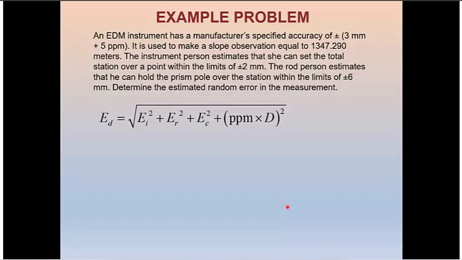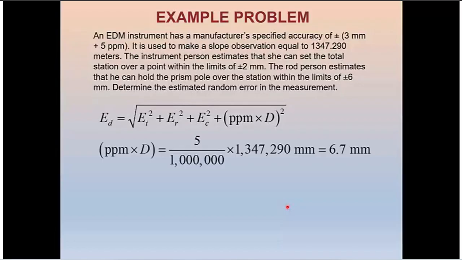So we will rely on the equation just given previously, where E sub d is the square root of the sum of the squares of the 4 errors encountered in the measurement. Let's compute the ppm times d error. First, the ppm times d error is 5 parts per million error times the distance measured. We're going to convert that to millimeters because everything is going to be in millimeters here. So this is 1,347,290 millimeters. That is equal to our distance of 1347.290 meters. If we make that calculation, the result turns out to be 6.7 millimeters.